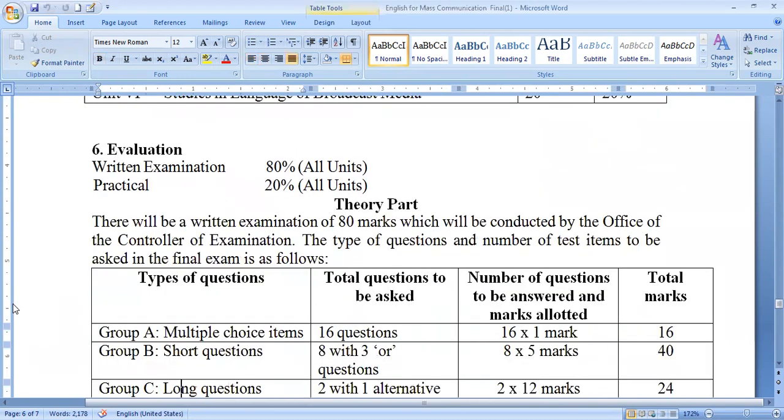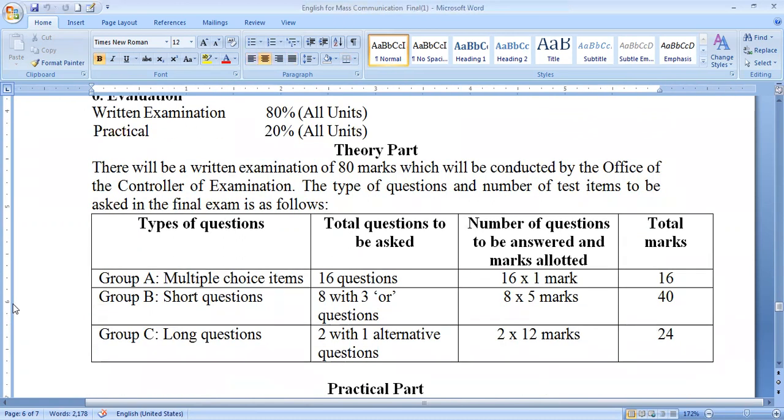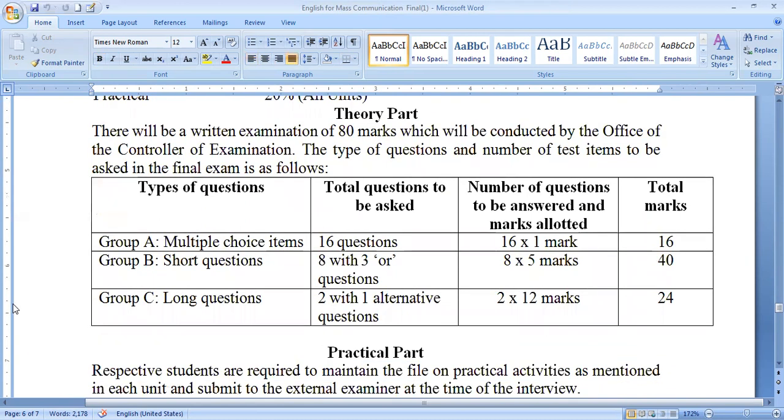Regarding the specific evaluation, written examination is 80%, all units, and practical is 20%, all units. Especially the format of the questions asked in the examination: out of 80, there will be three types of question, group A, group B, group C. Group A will be multiple choice items, 16 questions for 16 marks, and group B will be short questions. Here students have to write 8 questions out of 11 given, for 40 marks. And group C, long questions, students have to write 2 questions with 1 alternative question, for 24 marks. So altogether 80 marks for the theoretical part.